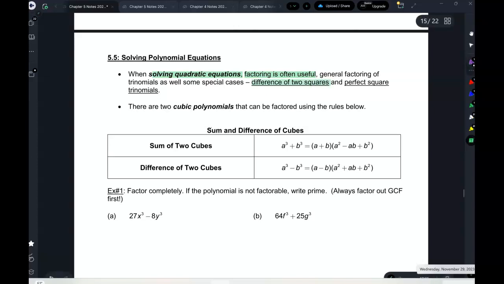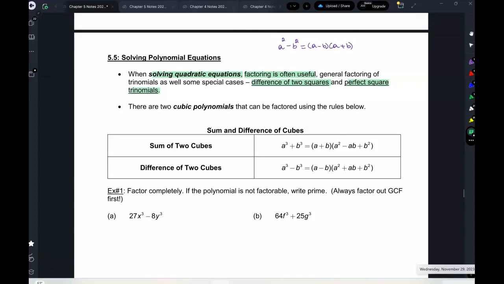We had difference of squares. Remember difference of squares, where you have a squared minus b squared factors to a minus b, a plus b. And then remember, we also talked about a perfect square trinomial, where that factors as like a minus b quantity squared, okay?